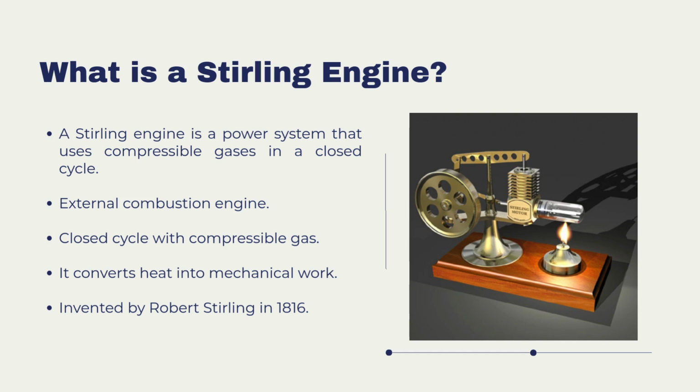A Stirling engine was invented by Robert Stirling in 1816. It was designed as a safer and more efficient alternative to steam engines at that time. For example, instead of using gasoline like a car engine, a Stirling engine can run using solar heat, burning wood, or even waste heat from factories, and that makes it very flexible.